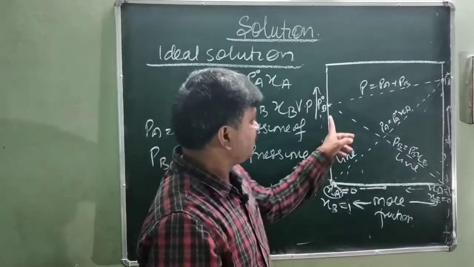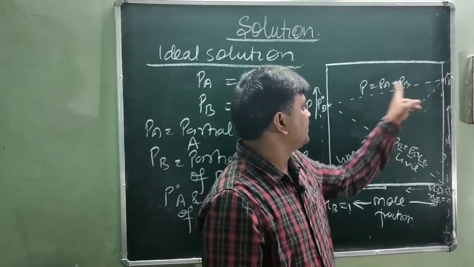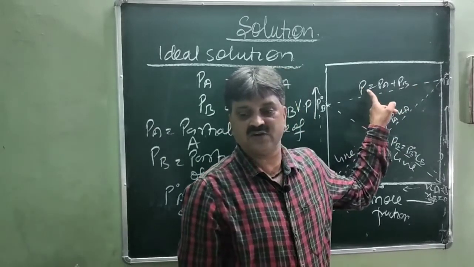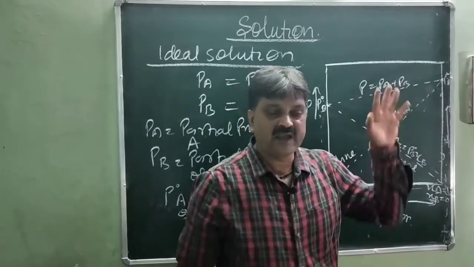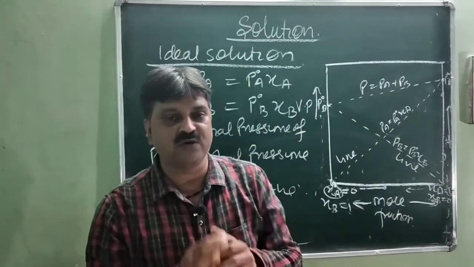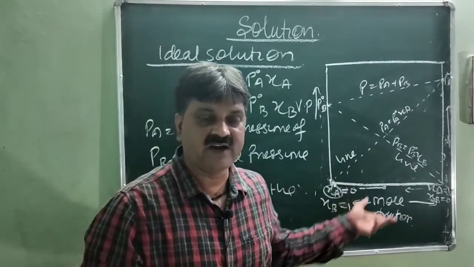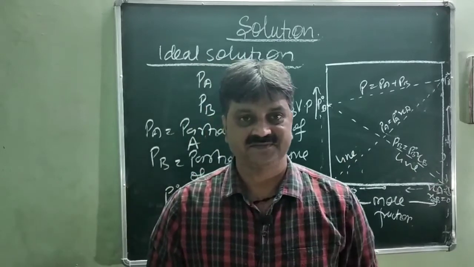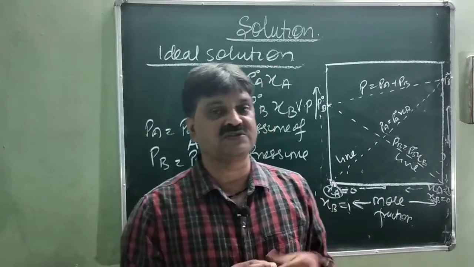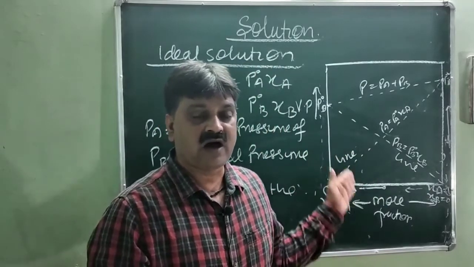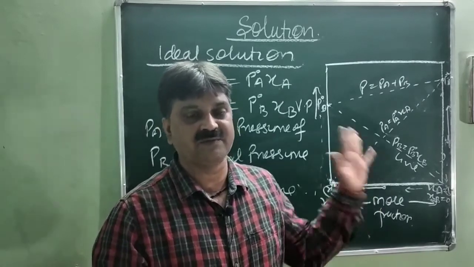And both the lines meet at this point, that is the total pressure. P total is called the PA plus PB. So any solution after mixing, or the two components after mixing, that follow this graph, this vapor pressure against mole fraction, becomes an ideal solution, which is given by Raoult's law. Means the ideality of a solution can be explained on the basis of Raoult's law, a graph which is given by Raoult's law between the mole fractions and the vapor pressure.